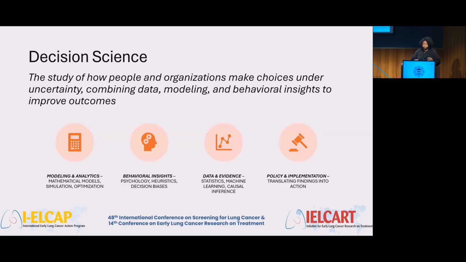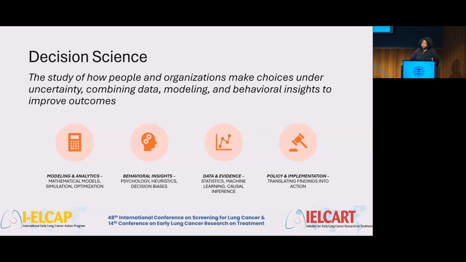So there are four main components that I'll talk about when it comes to decision science. There's the modeling and analytics. This is the mathematical model, the framework that we would use. You can use simulation, optimization. Optimization just means that we're trying to reach the best possible outcome. We have these behavioral insights. So this is going to take decision theory, heuristics, psychology. How do people interpret these decisions? And what is the evaluation of behavior and how that plays a part in the decision?